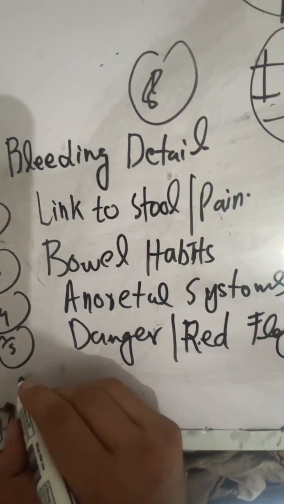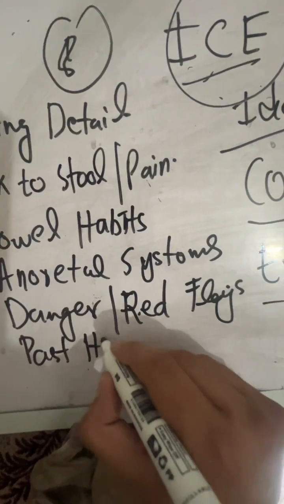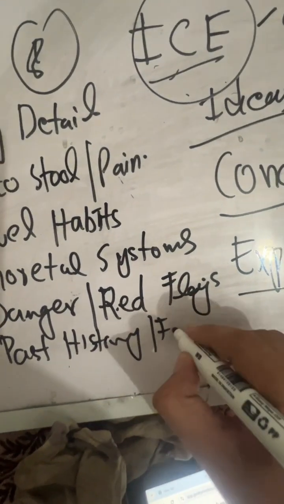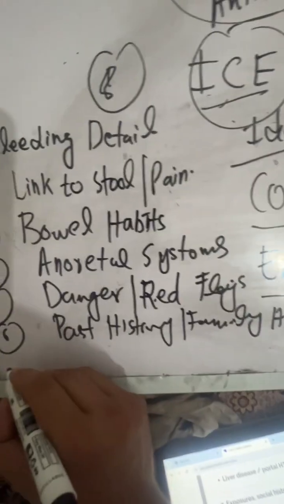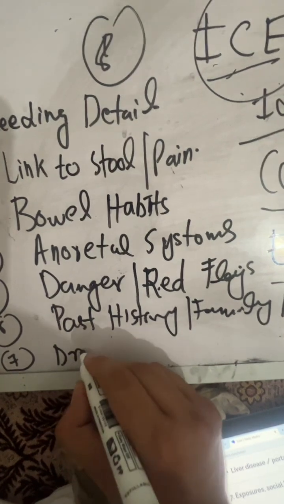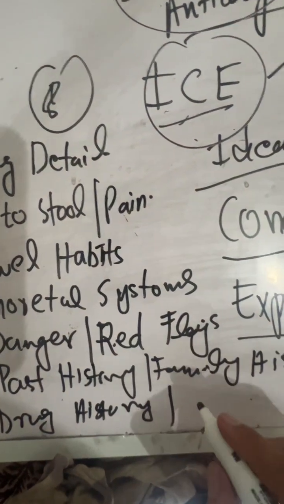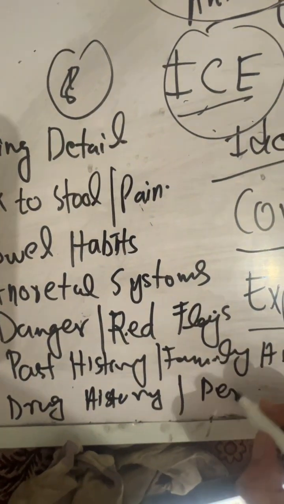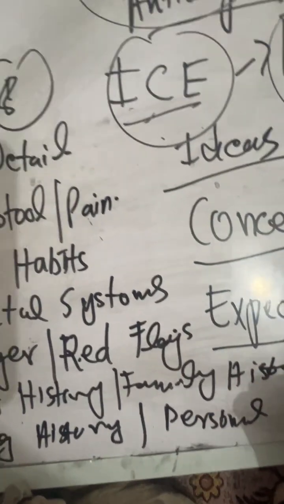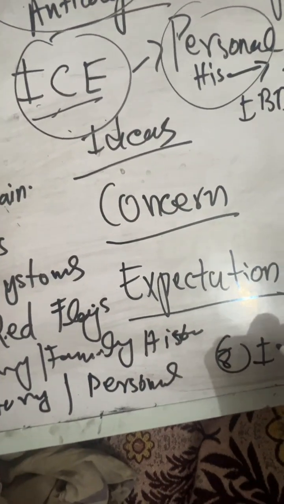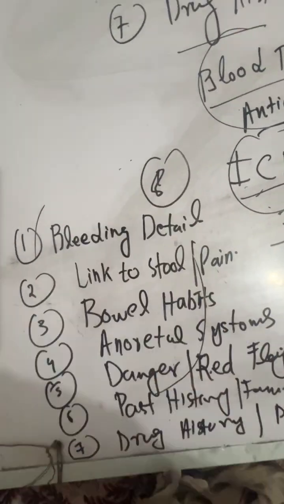Then after that we will ask about the past history and family history. After the family history we ask about drug history or medication history, and the personal history. The last thing to ask about is the ICE components: ideas, concerns and expectations. So these are the things to ask about in the bleeding per rectum history.